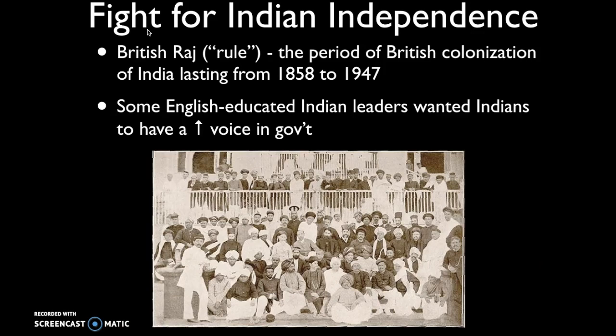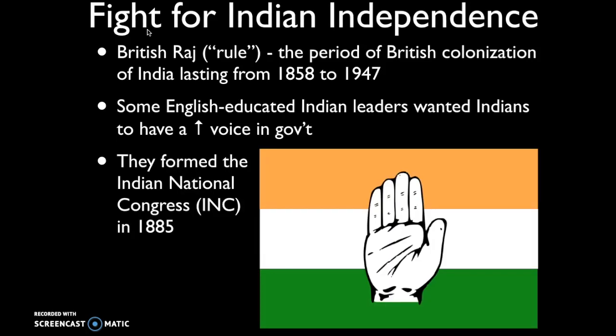Now, some English-educated Indian leaders increasingly wanted to see Indians have a greater voice in their government, right? In the same way that happened in the United States, where some of the colonists felt like they weren't properly represented in the British Parliament. And so increasingly we see these leaders who had been educated oftentimes in Western schools, had learned about Enlightenment ideas, and said, hey, wait a second, we want power as well. And so in 1885, a group forms what's known as the Indian National Congress. It's a predominant political party that still to this day is very powerful in India, and the short name for that is the INC.